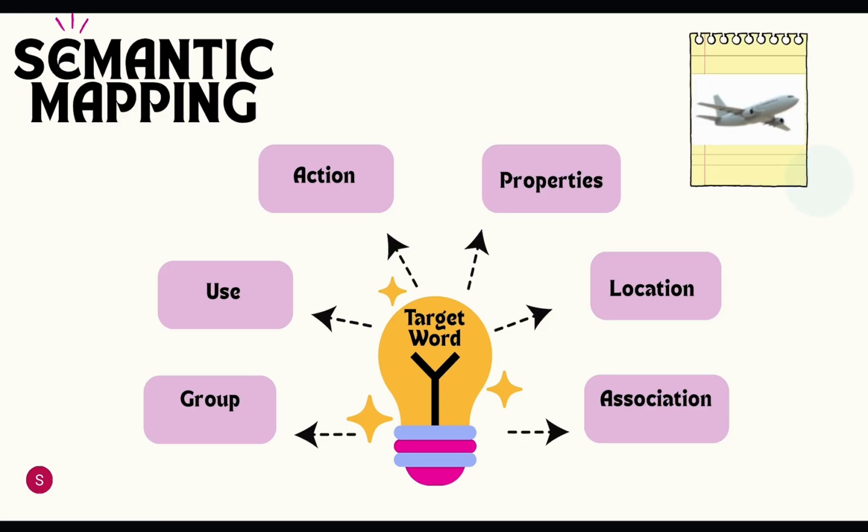For example, with the word airplane, we can group it in transportation. For the use, we can say we use it to fly people or cargo from one place to another. For the action, we can say it flies. For the properties, we can say it's large, has wings, and has engines. For the location, we can say airports or in the sky. And lastly, the association, we can say pilot, runway, luggage, or travel.